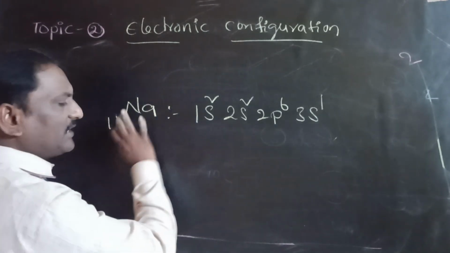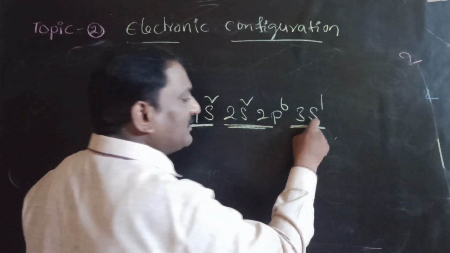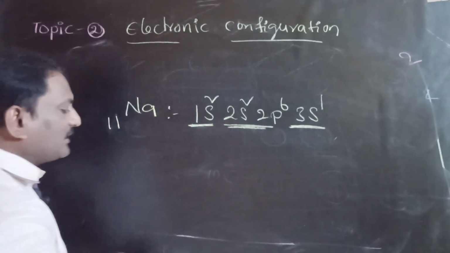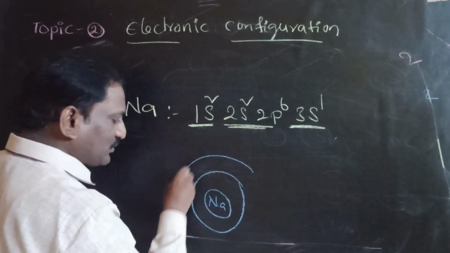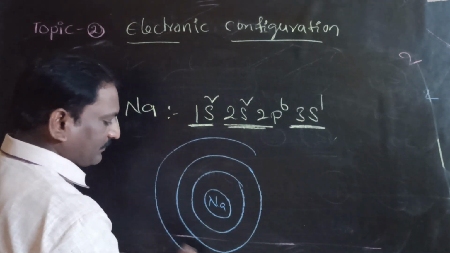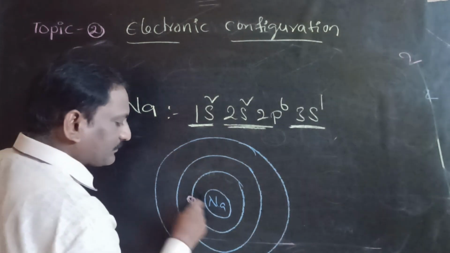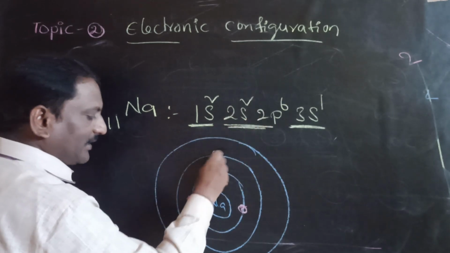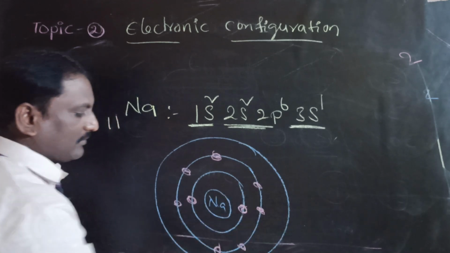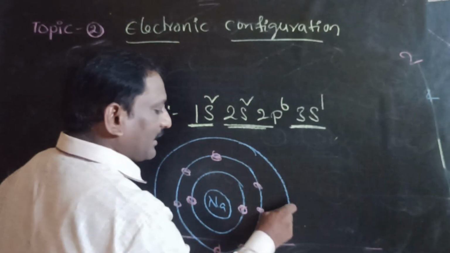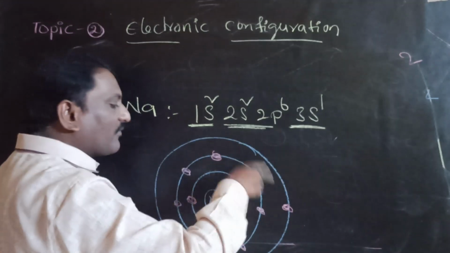That means in each sodium atom, 1 means first shell, 2 means second shell, 3 means third shell. That means each sodium atom consists of 3 shells. First shell with 2 electrons, second shell with 8 electrons, third shell with only 1 electron. So this is the distribution of electrons.